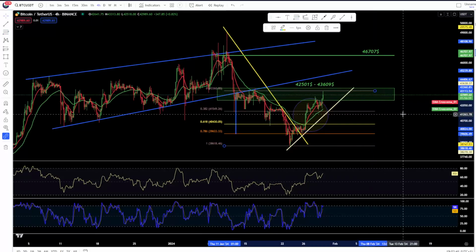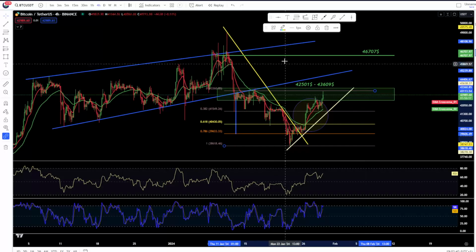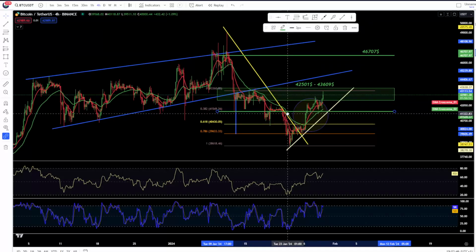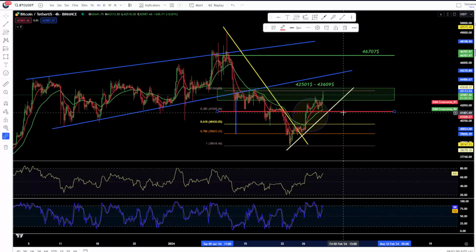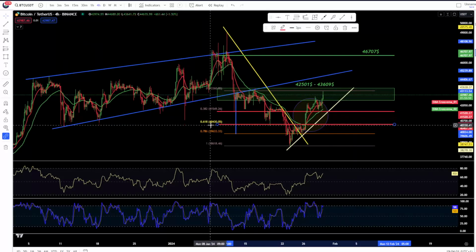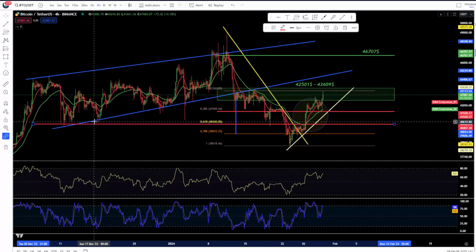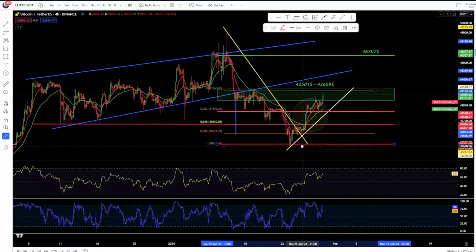Looking the other way, we will start by identifying support at $41,520. Then we can see support at $40,426, at which the price has bounced many times, and we still have strong support at $38,636.